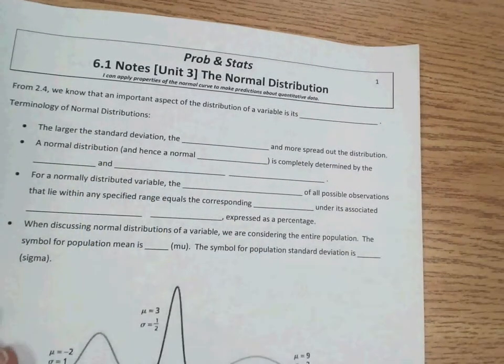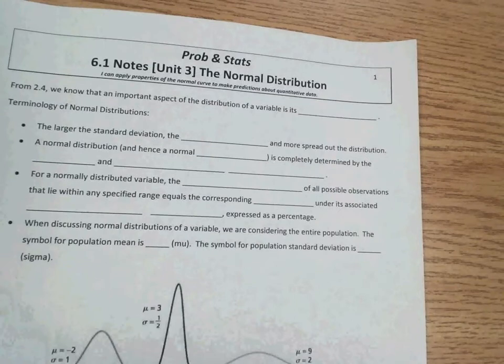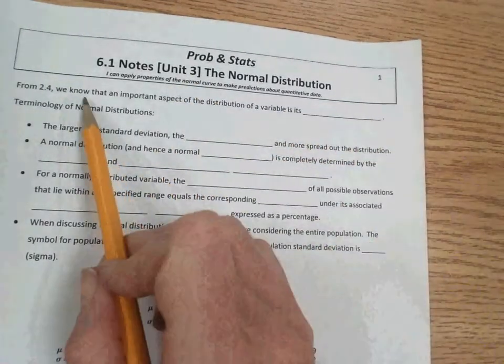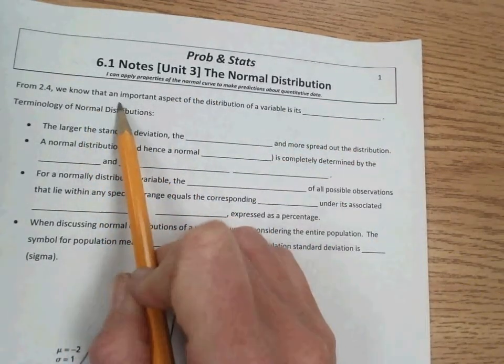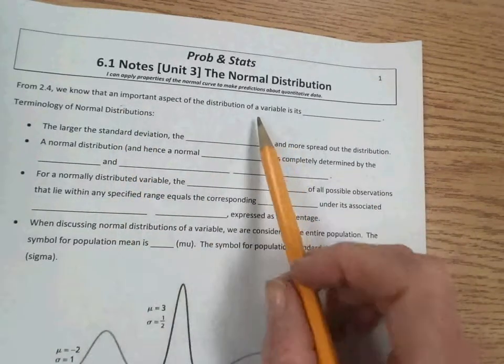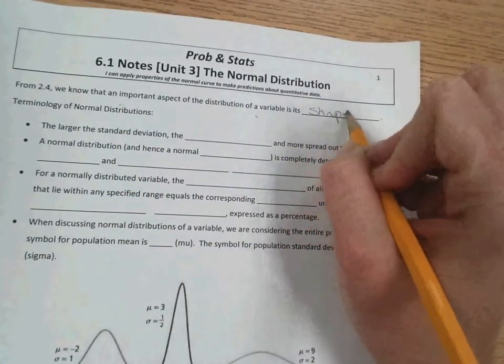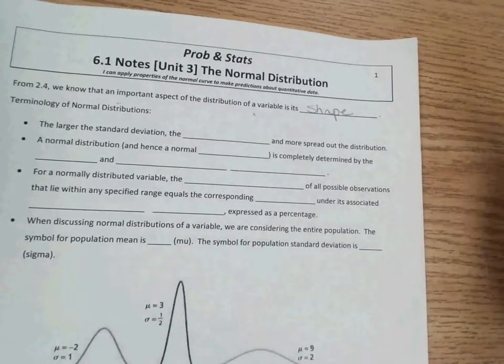So we know from section 2.4, you'll recall we talked about the skewed distributions. We had the left skewed, which was negatively skewed. We had the right skewed, which was positively skewed. And then we had that normal or bell-shaped curve, which was symmetric. So from that section, we know that an important aspect of the distribution of a variable is its shape. We can learn a lot about a random variable by looking at its shape.